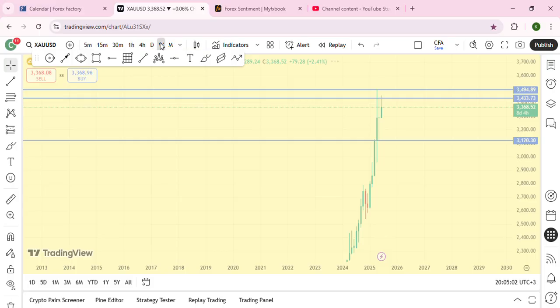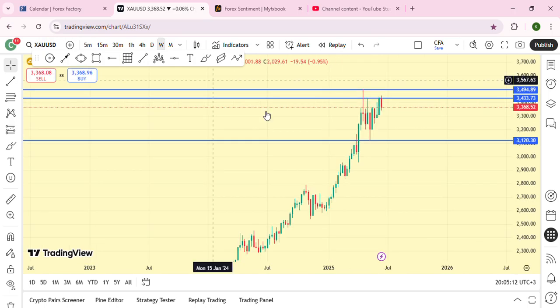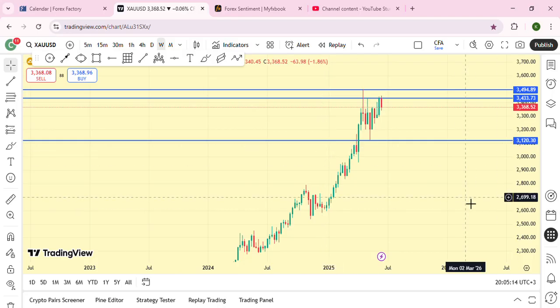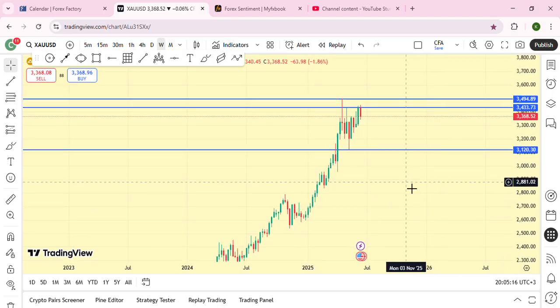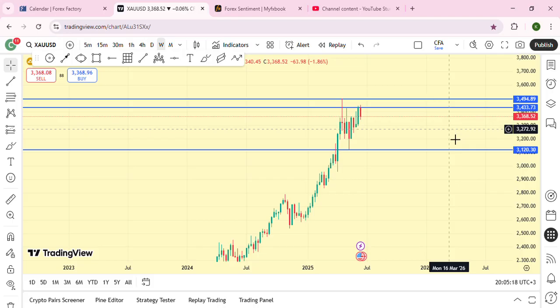So let's go to the weekly time frame. Let's check on the weekly time frame now. On the weekly time frame, it becomes very much interesting.